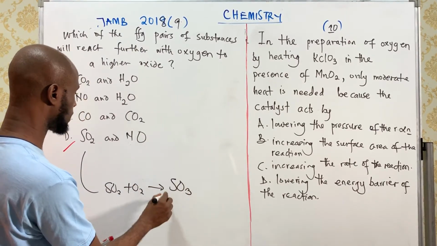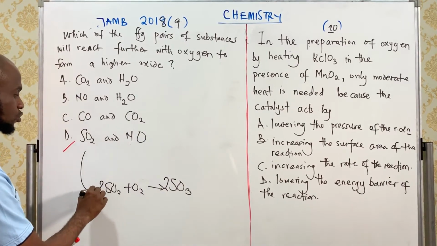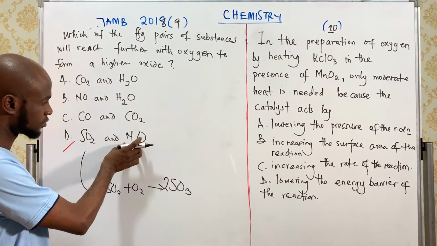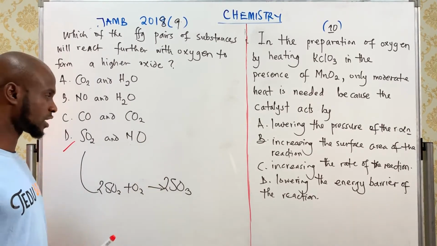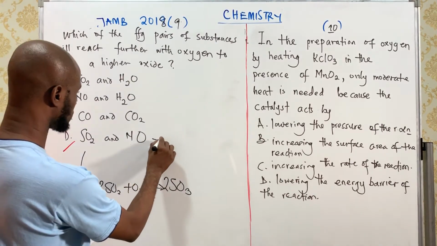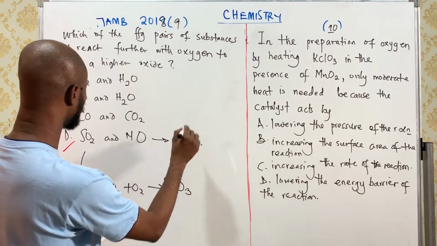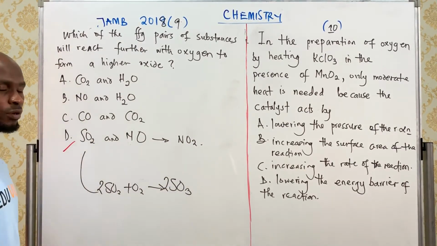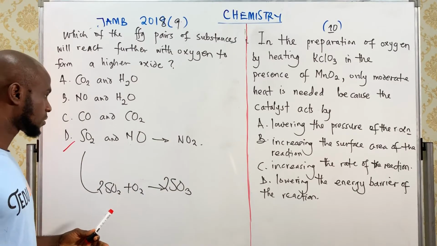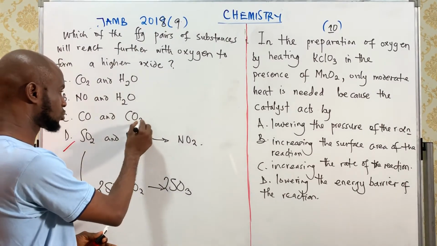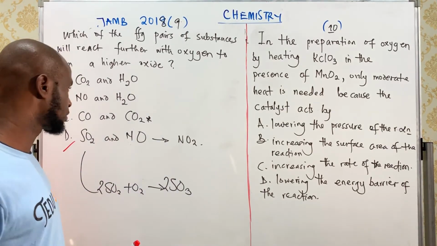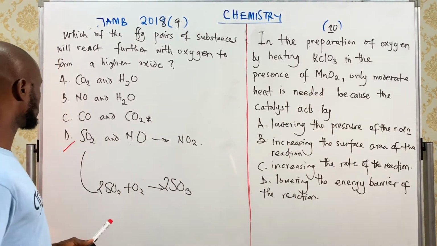You can balance the equation. If I put 2 here, it's balanced. You can also add more oxygen to nitrogen 2 oxide to form nitrogen 4 oxide. That's a higher oxide. But you can also add oxygen to carbon monoxide to form carbon dioxide, but you can't add oxygen to CO2 to form any other higher oxide. So C is not the answer. B is not the answer.